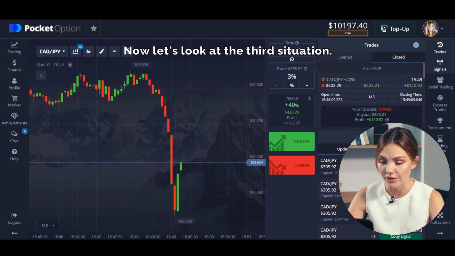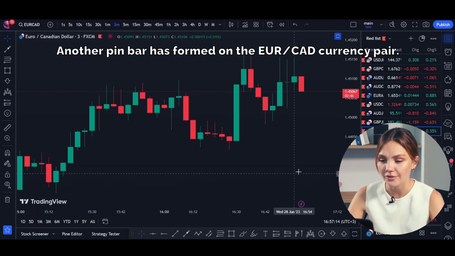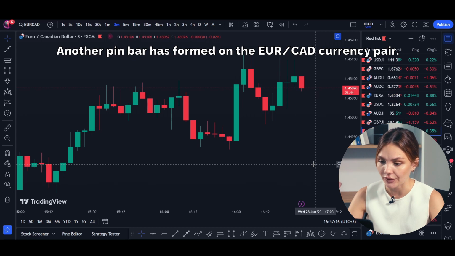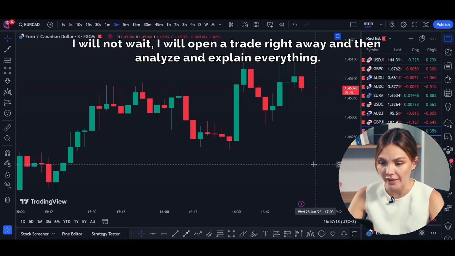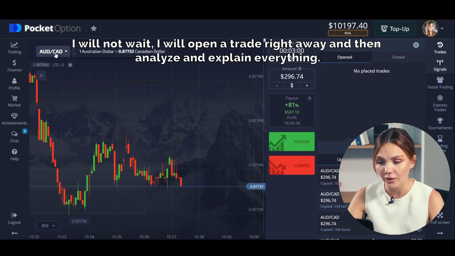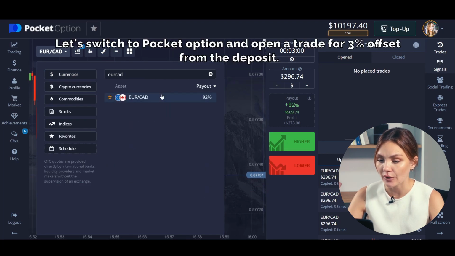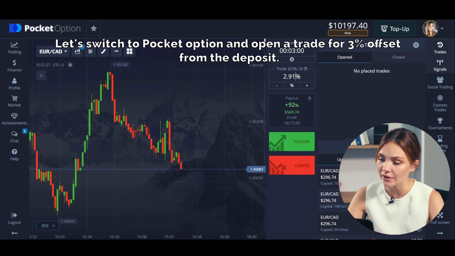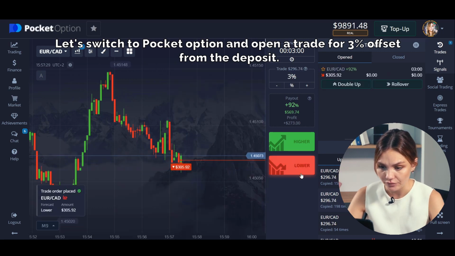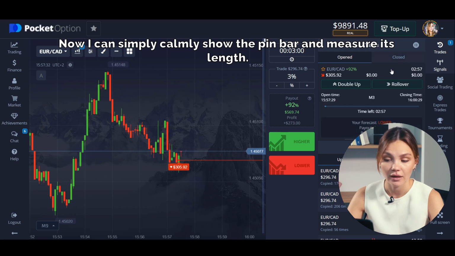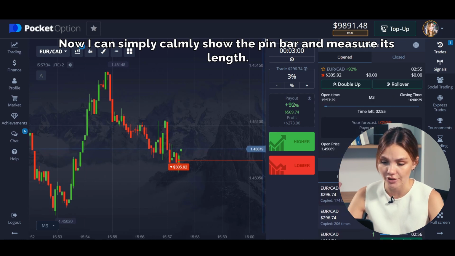Now let's look at the third situation. Another pin bar has formed on the euro to Canadian dollar currency pair. I will not wait. I will open a trade right away and then analyze and explain everything. Let's switch to Pocket Option and open a trade for 3% of the deposit. Now I can simply calmly show the pin bar and measure its length.